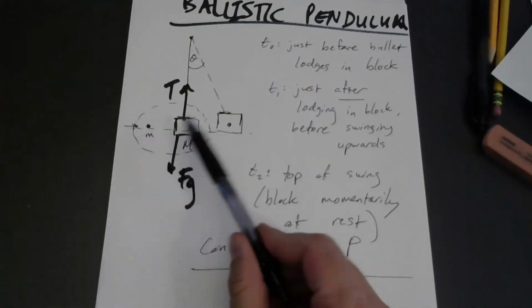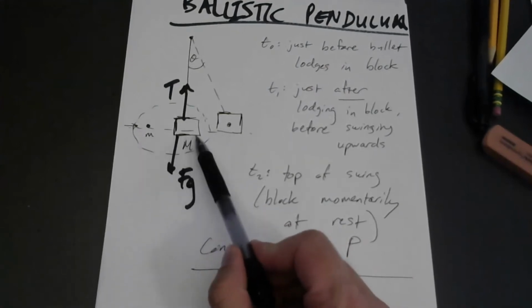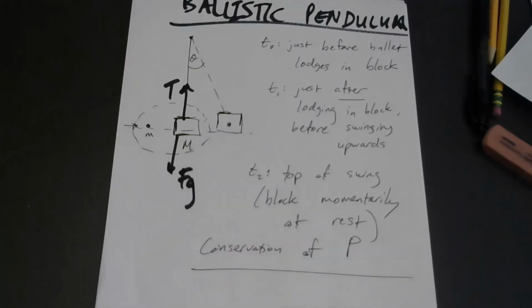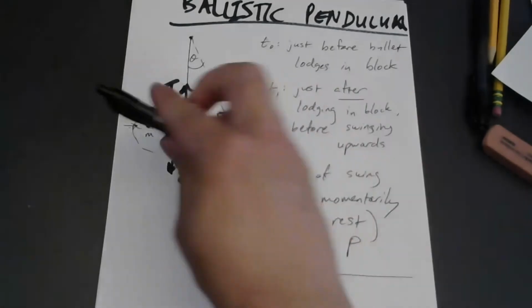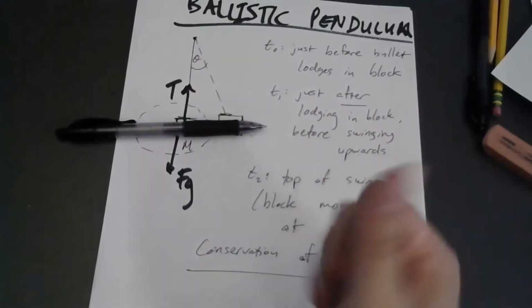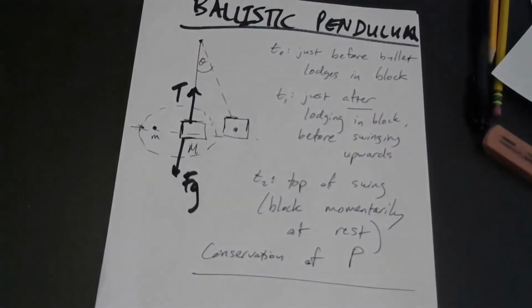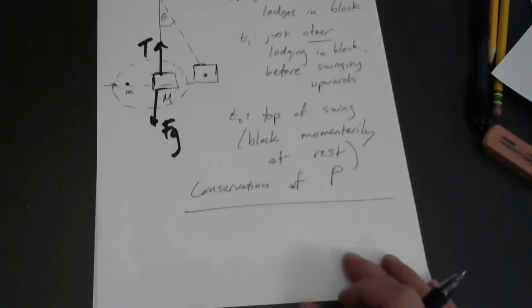Now, before the bullet strikes, the block is just chilling. It's just hanging there, so its momentum would have a value of 0. Here comes the bullet with a large positive momentum because it's to the right. And I'm going to argue that that momentum should still be there after the collision.